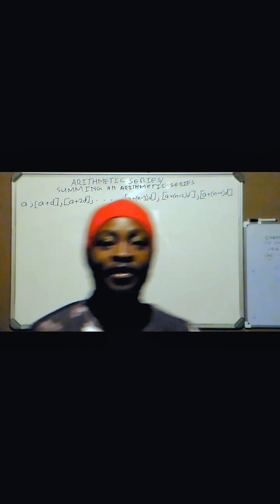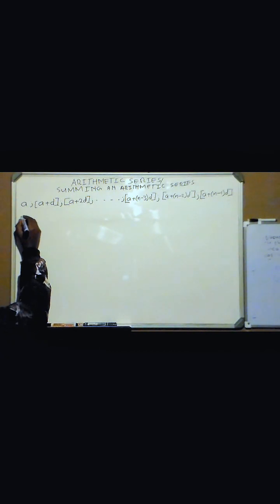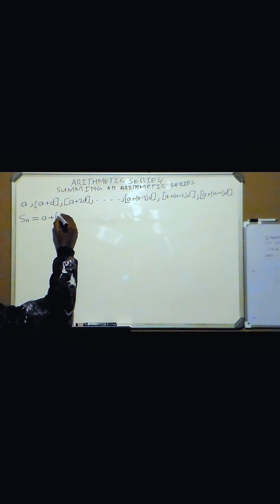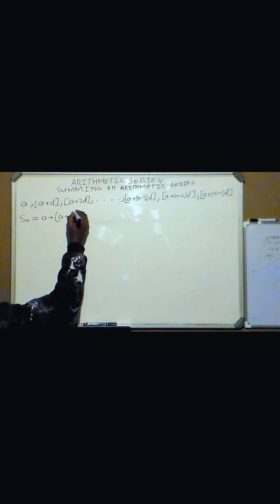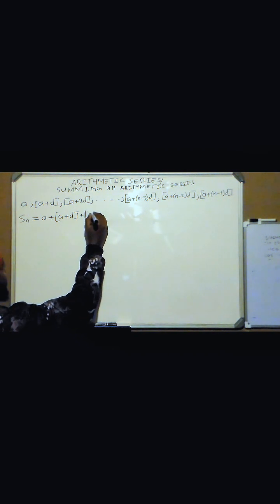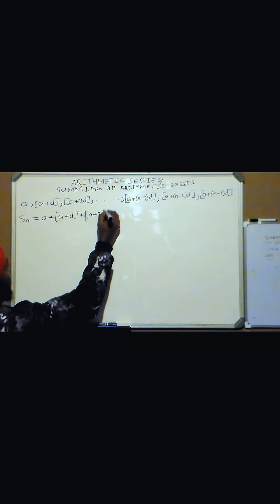So now what I've done here is to find the expressions of the terms that make up an arithmetic sequence. So what we can do from this is create our series. So we'll have Sn should be equals to the first term. The first term is a plus the second term. The second term is a plus d plus the third term. The third term is a plus 2d, right?